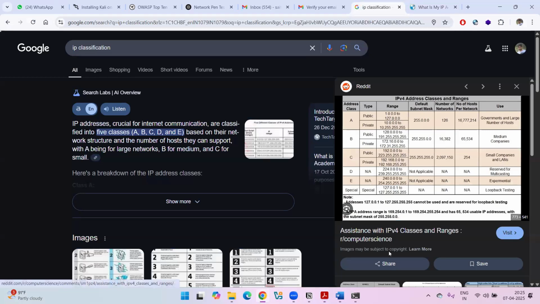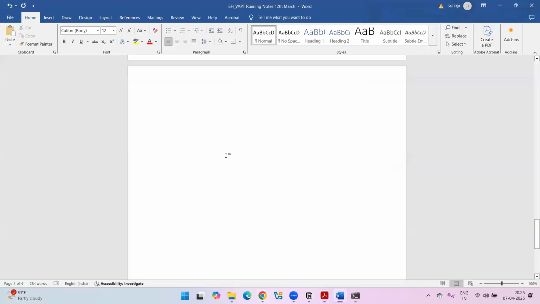So you need to remember this. What you need to remember: if anything starts from 1 to 127, it is class A. 128 to 191 is class B. 192 to 223 is class C. 224 to 255 is where we have class D and E, which are reserved for multicasting and testing purposes.